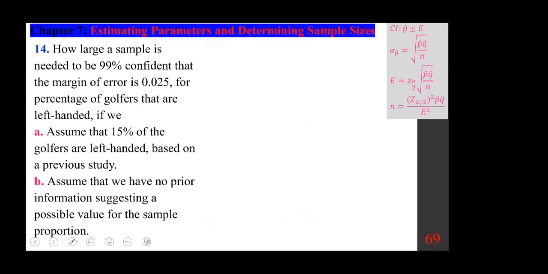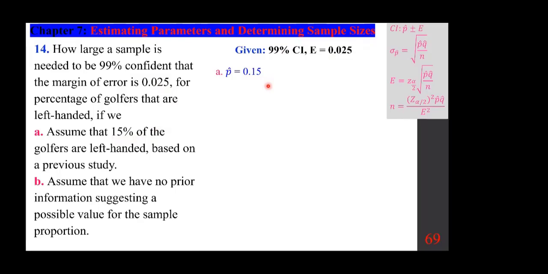How large a sample is needed to be 99% confident that the margin of error is 0.025 for the percentage of golfers that are left-handed, if we assume that 15% of the golfers are left-handed based on a previous study? So what is it we want? 99% confidence interval. E is 0.025, and we are assuming in this case p hat is 0.15. Needless to say, q hat becomes 1 minus that.